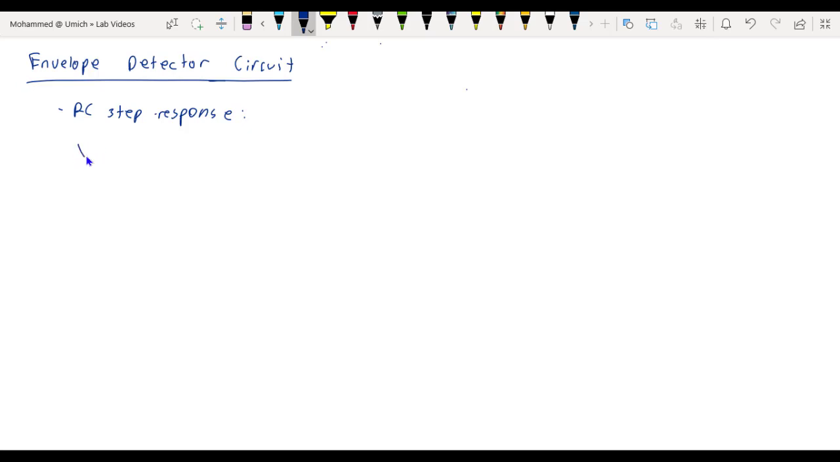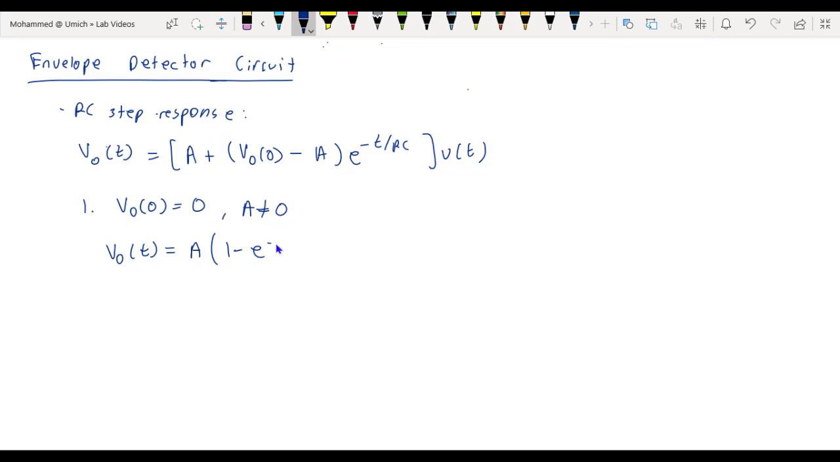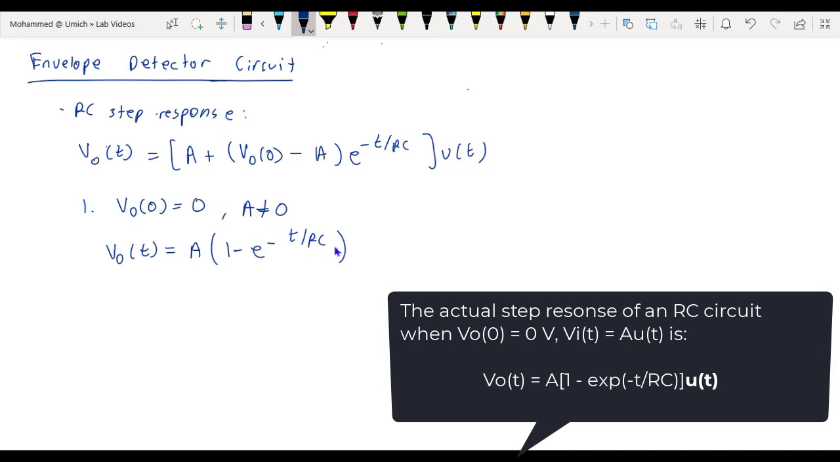In general, V out of t is given by A plus V out of 0 minus A, times e to the minus t over RC, and this whole thing times U of t. So, if the capacitor is initially uncharged, which means V out of 0 equals 0, and we apply a step function A U of t, where A is not equal to 0, then we get V out of t equals A times 1 minus e to the minus t over RC, which is the same step response that we derived in Lab 1 for charging of a capacitor.